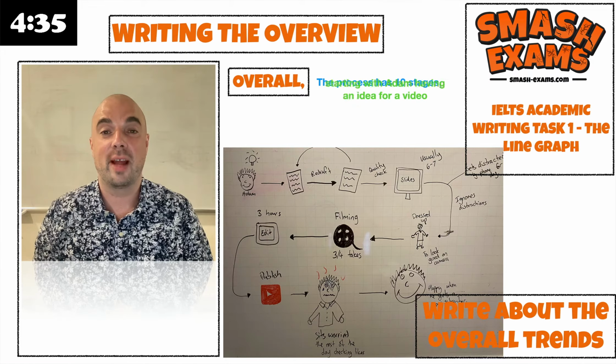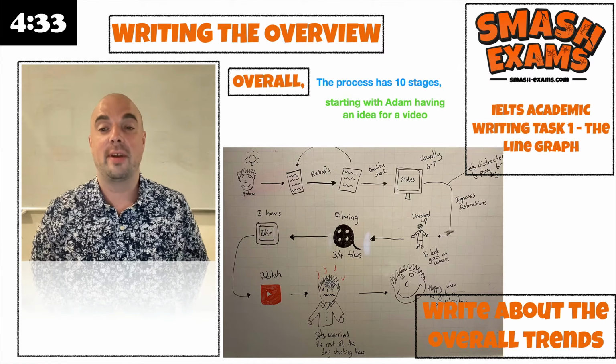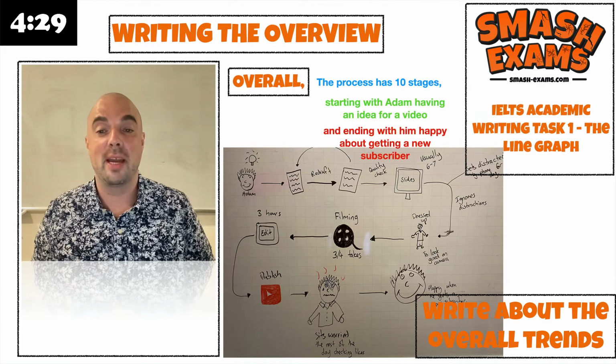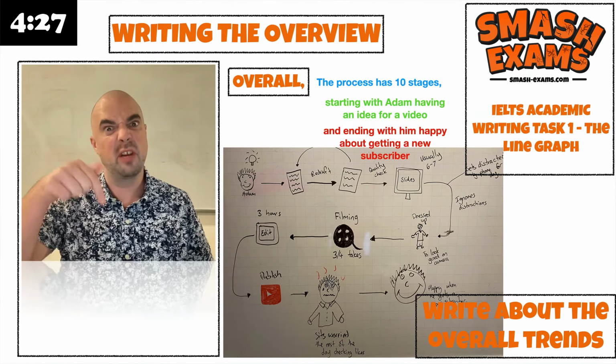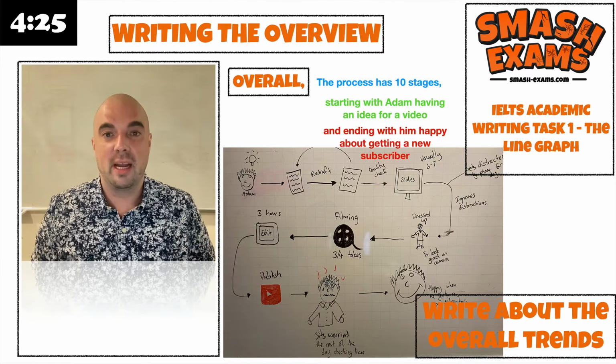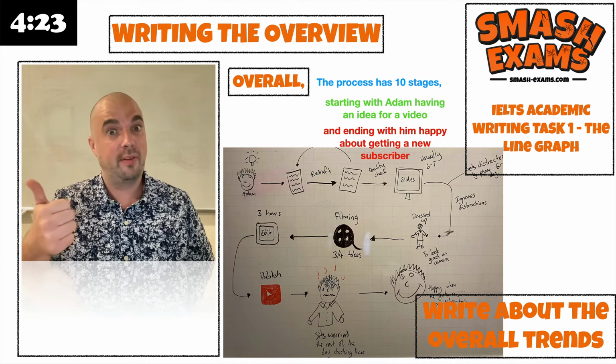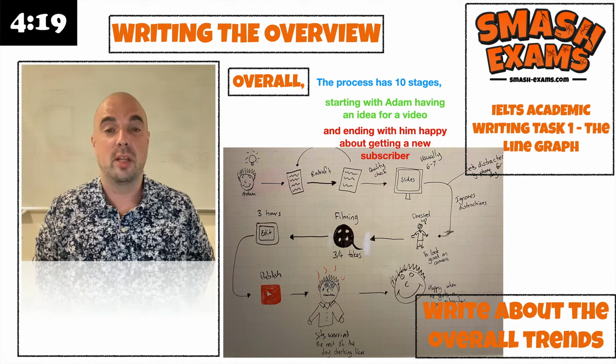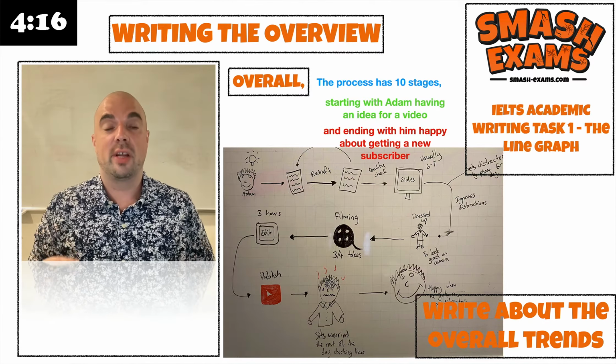Next, talk about where it starts. Starting with Adam having an idea for a video, and how does it end? And ending with him happy about getting a new subscriber. Seriously. This is the simplest way to write a Band 7 overview. Talk about how many stages they have, what is the first stage and what is the last stage. Start with the word overall. Now the tricky bit, the body paragraphs.